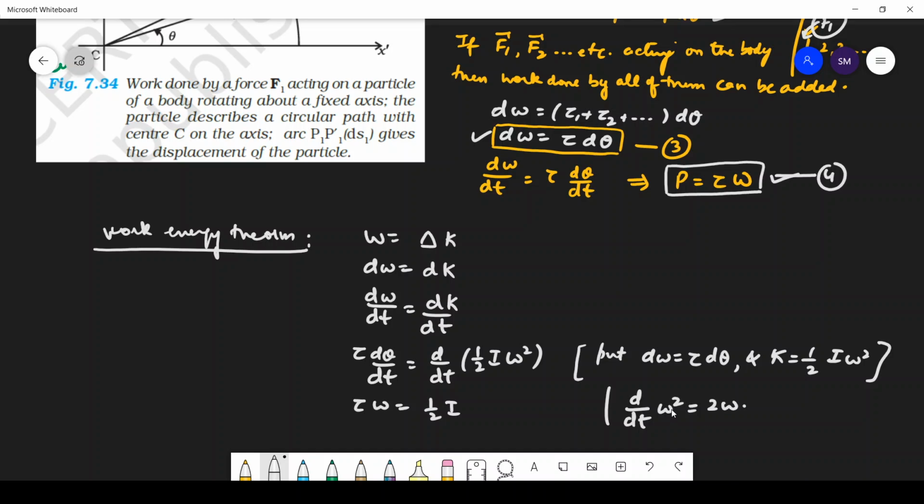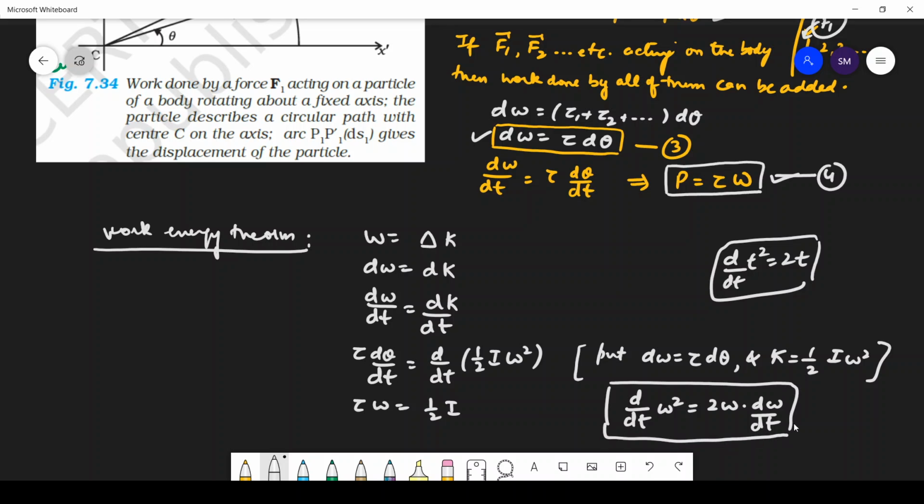Now here if it was t square, so d by dt of t square, the answer will only be 2t, that's over. But here the variable is omega, so we have to differentiate this omega with respect to t. So students, this is the difference. Remember, this is the law of differentiation. So here I get 2 omega into d omega by dt, and omega will be cancelled here, and this 2 will also be cancelled.